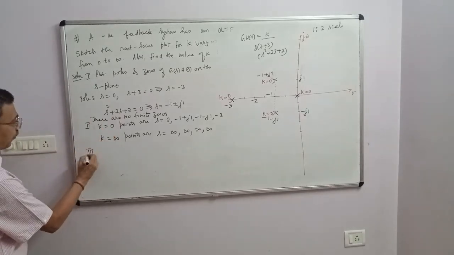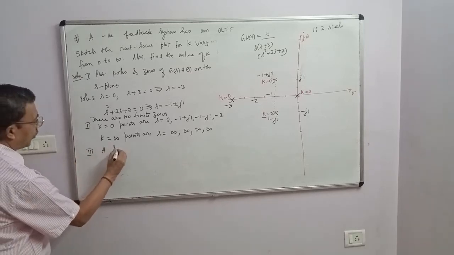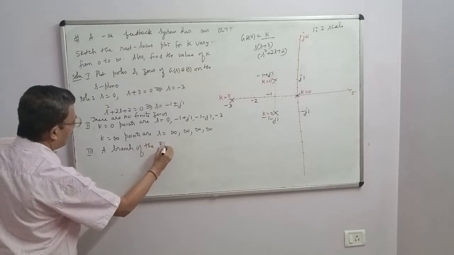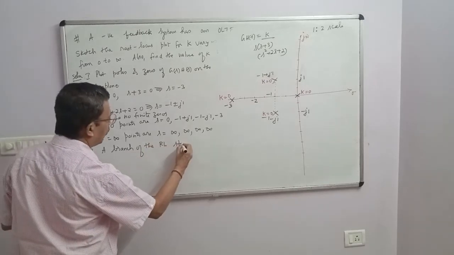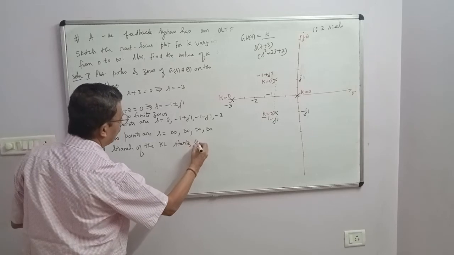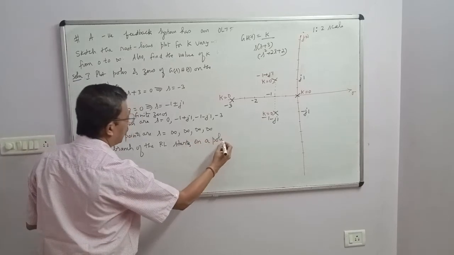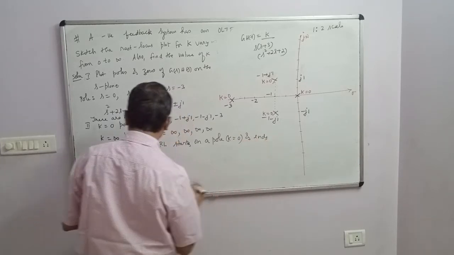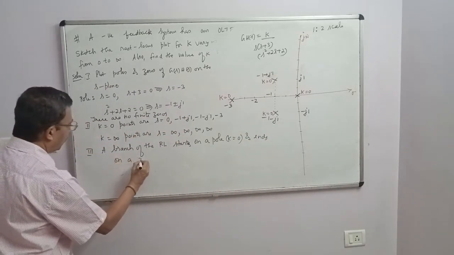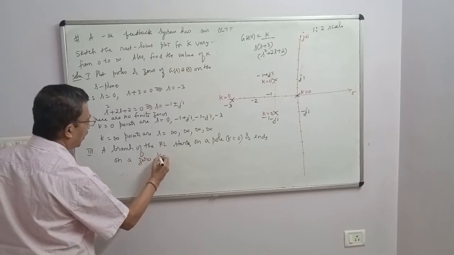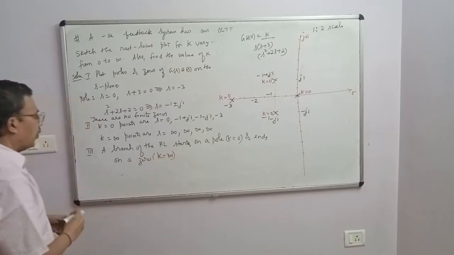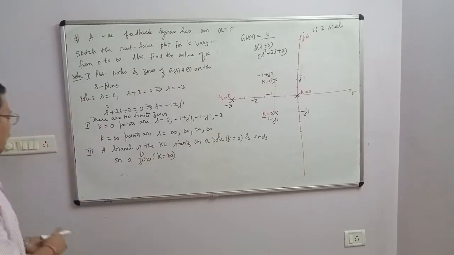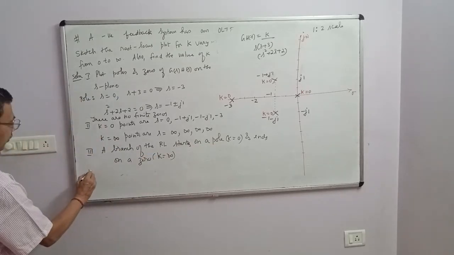Step number 3. A branch of the root locus (RL means root locus) starts on a pole. Pole means K equal to 0, and ends on a zero. Zero means K equal to infinity.